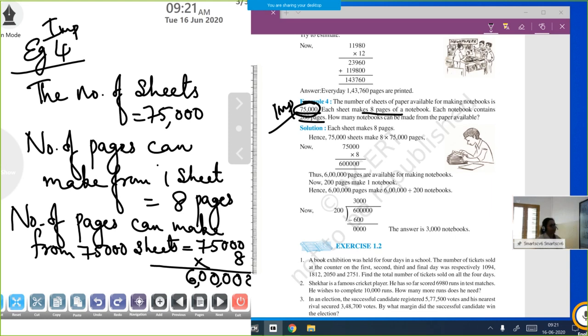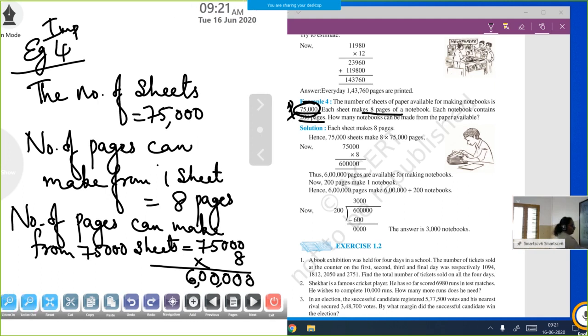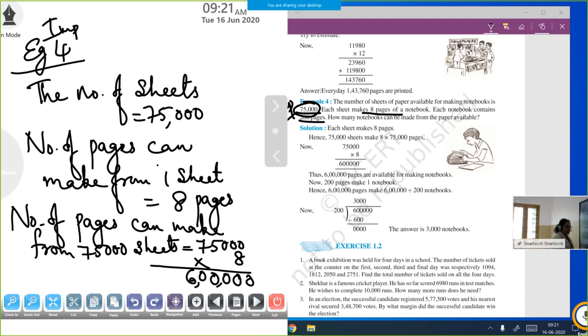Teacher got 6 lakh. Correct, children? You also do it like that. Teacher got 6 lakh as the answer. How to find it: 75,000 sheets are there. From one sheet we can make 8 pages. Then what about 75,000 sheets? So we can make 6 lakh pages from 75,000 sheets. That is the first part, okay? So teacher is writing that the first part of the answer is over.